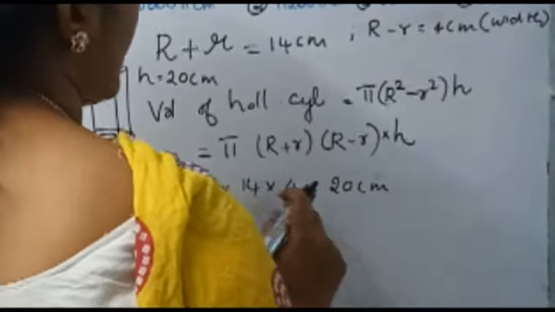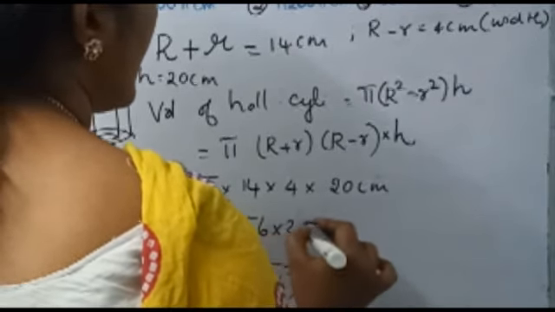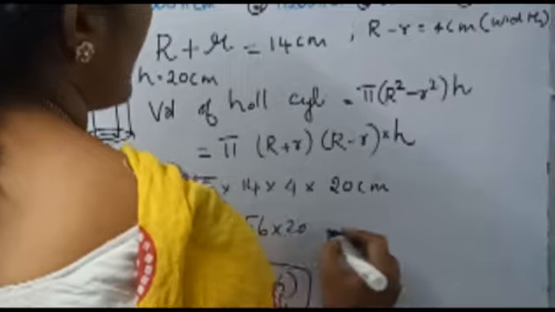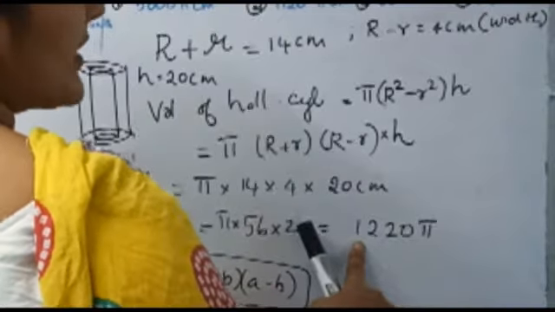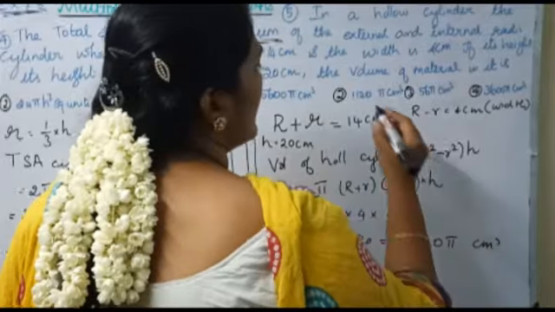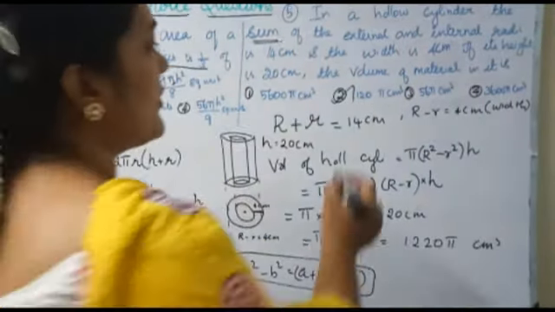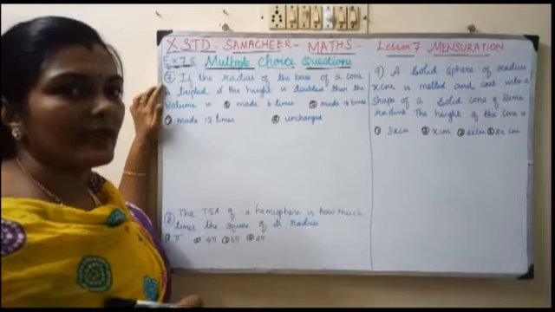Multiply everything. 14 into 4 is 56, into 20 into pi, which is equal to 1225 centimeter cube. So the correct option is the second option, 1220 centimeter cube. Okay. 7th question.